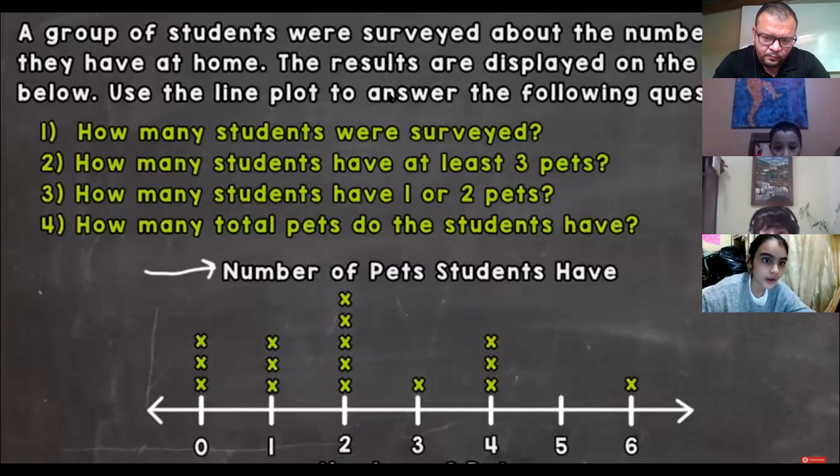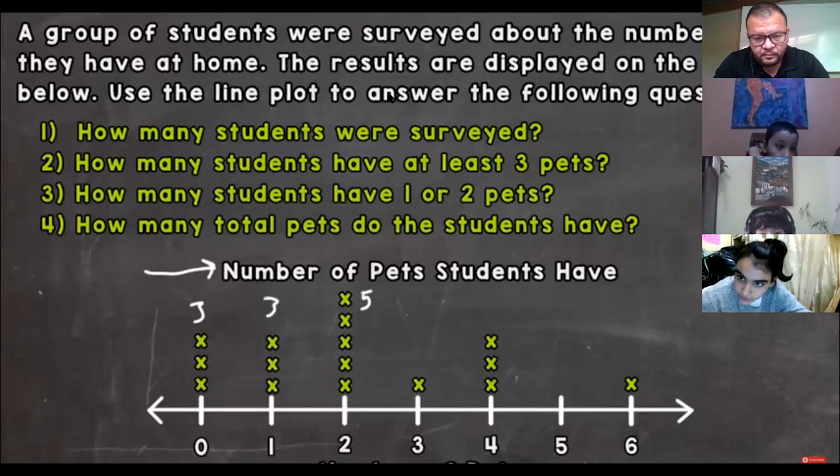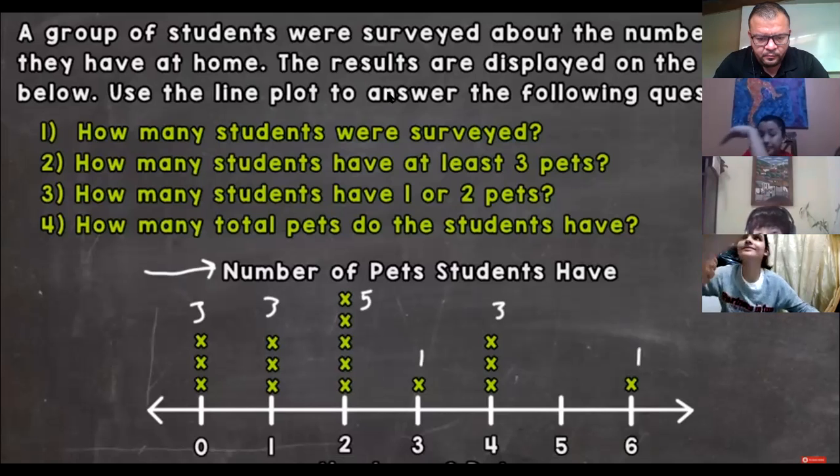We need to count the number of X's in the line plot here because each X represents a student that was surveyed. So here we have, for 0 we have 3, for 1 we have 3, for 2 we have 5, for 3 we have 1, for 4 we have 3 students, and for 6 we have 1 student. For 5, there's nothing there, there aren't any X's, so no students within that survey had 5 pets. And that's okay if you don't have X's above all of the numbers.